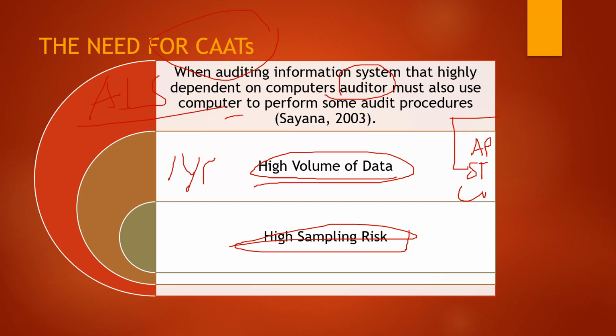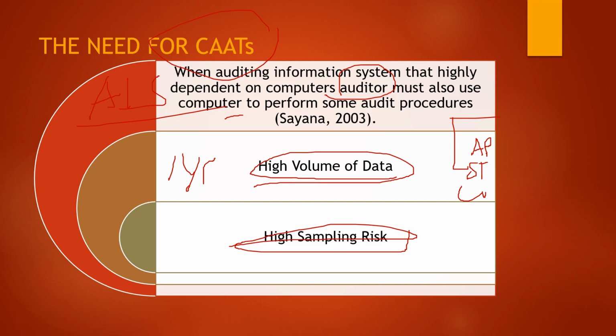So, if high ang sampling risk, much better if madaming sample size tayo, no? Or the entire population itself. Pero as part of the audit, we will only look for a sample, no? Hindi naman talaga lahat, the entire population. But if kaya na tayo, pwede entire population or the entire data, we can do it in our CAATs, no?